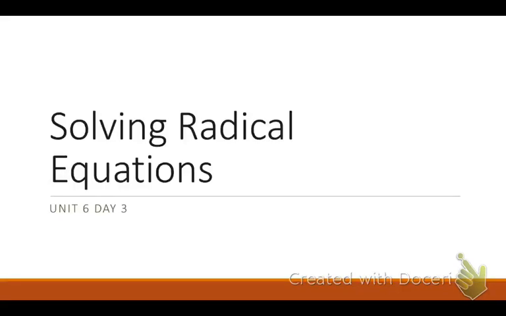Okay, so solving radical equations. We just got done solving rationals. Now we're going to solve radicals. So those are square root equations.